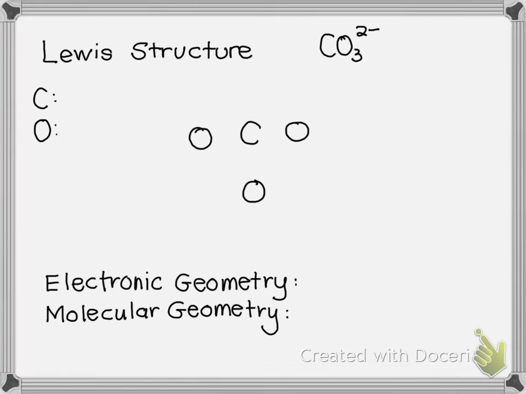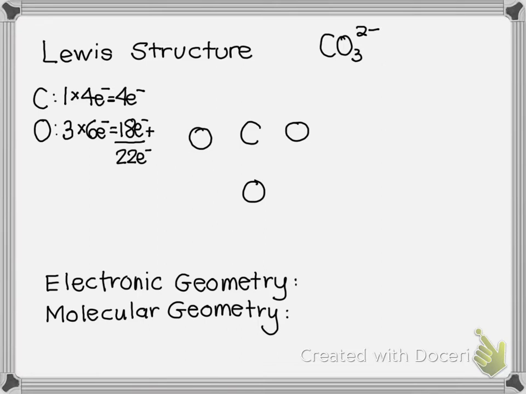So let's see, there's 1 carbon in the formula, and from the periodic table, I know it has 4 valence electrons, so the carbon brings 4. Oxygen, there's 3 oxygens in the formula. They each have 6 valence electrons, so that would be 18. And if I add those 2 together, I have 22 electrons.